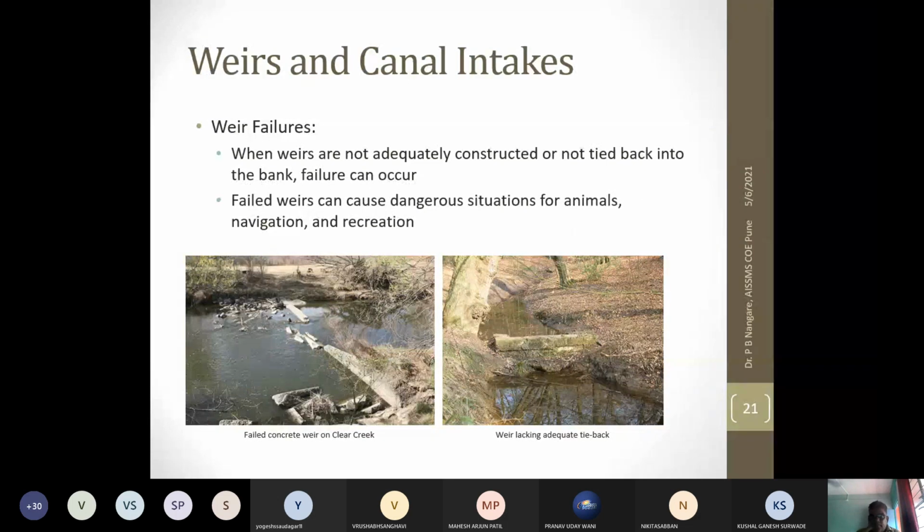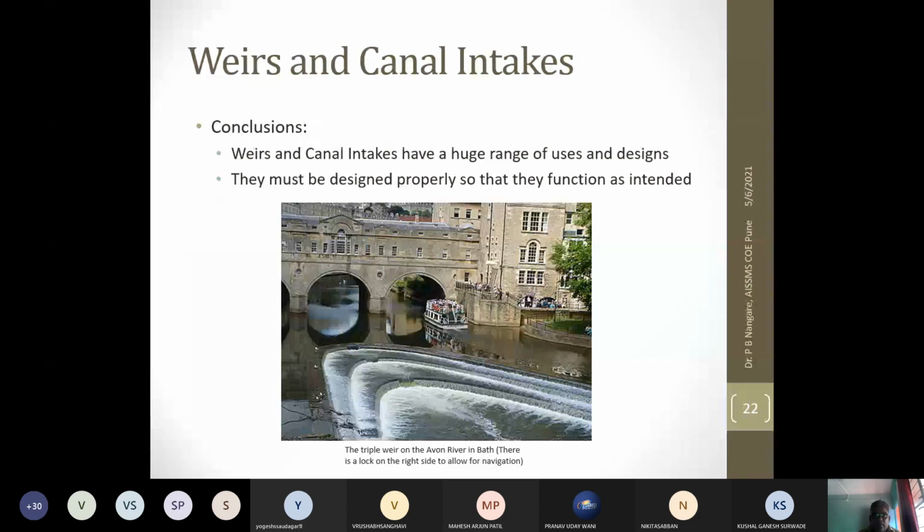Some of the failures you have to observe. These are the photographs. Here the concrete weir has failed. This is a weir lacking adequate tie back. Piping is the major problem created inside this weir, so the maximum failure of this weir occurs. These are a few examples.